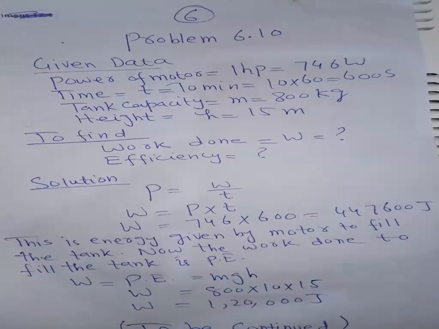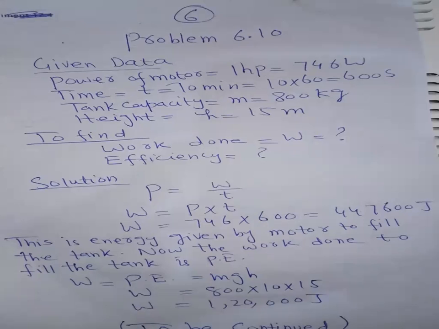An electric motor of 1 horsepower is used to run a water pump. The water pump takes 10 minutes to fill an overhead tank. The tank has a capacity of 800 liters and a height of 15 meters. Find the actual work done by the electric motor to fill the tank. Also find the efficiency of the system.